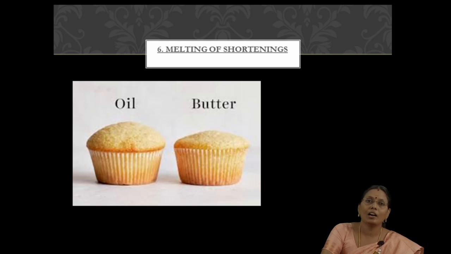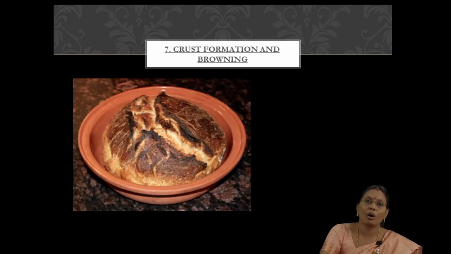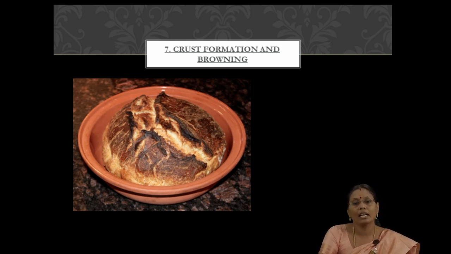And then melting of shortening. Shortening refers to the vegetable or hydrogenated fats that are used for baking. Mostly shortening gives the texture to the product. So, selection of shortening is very important in baking. Mostly butter and then lard, that is pork fat, are used for the shortening. And then crust formation. Finally, the moisture will be evaporated and the product will be dry. And then browning. Caramelization of the sugar causes browning.